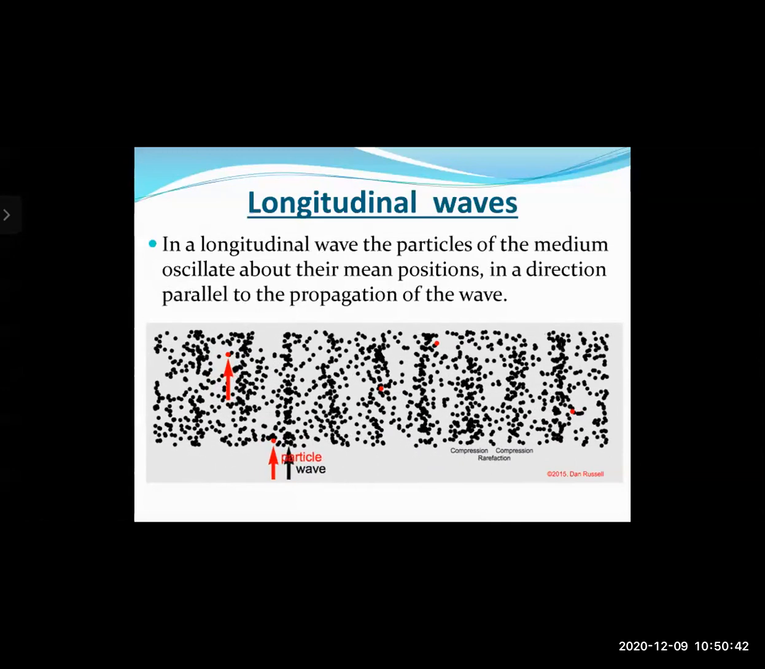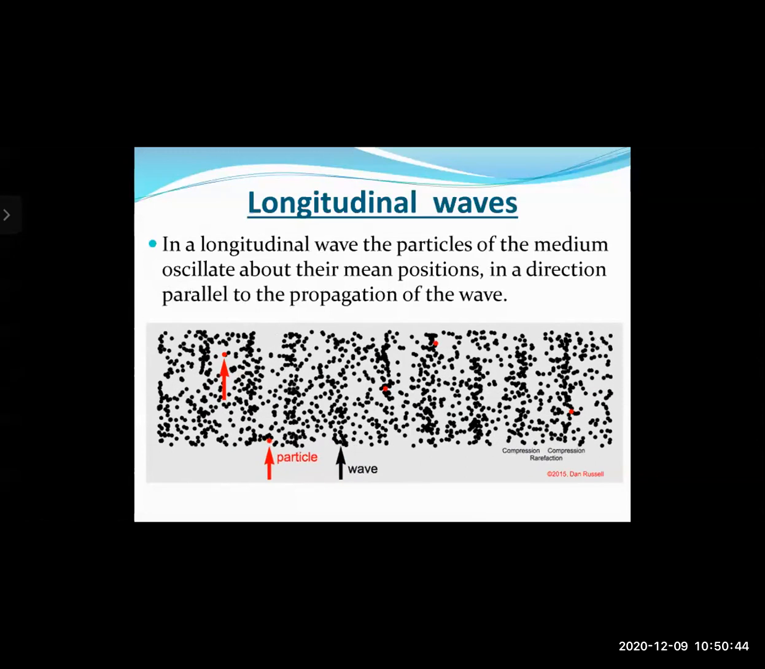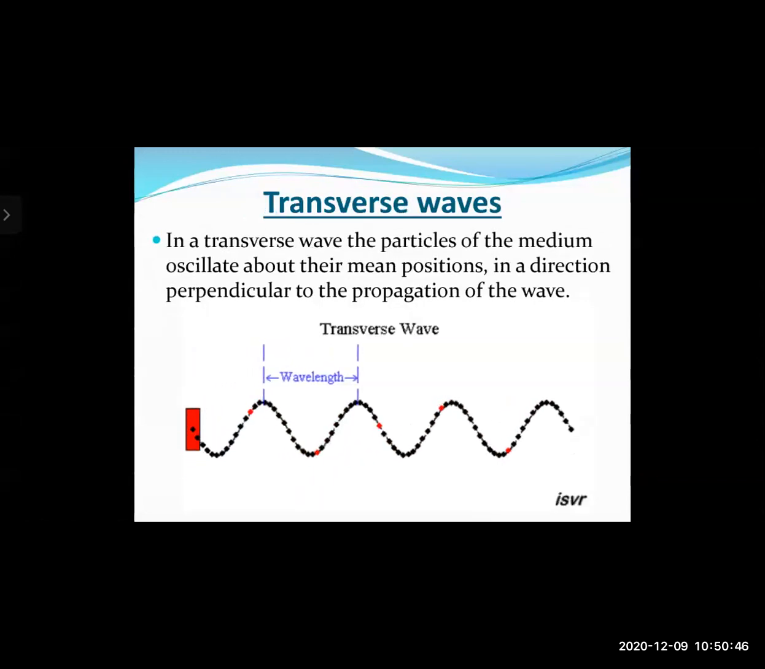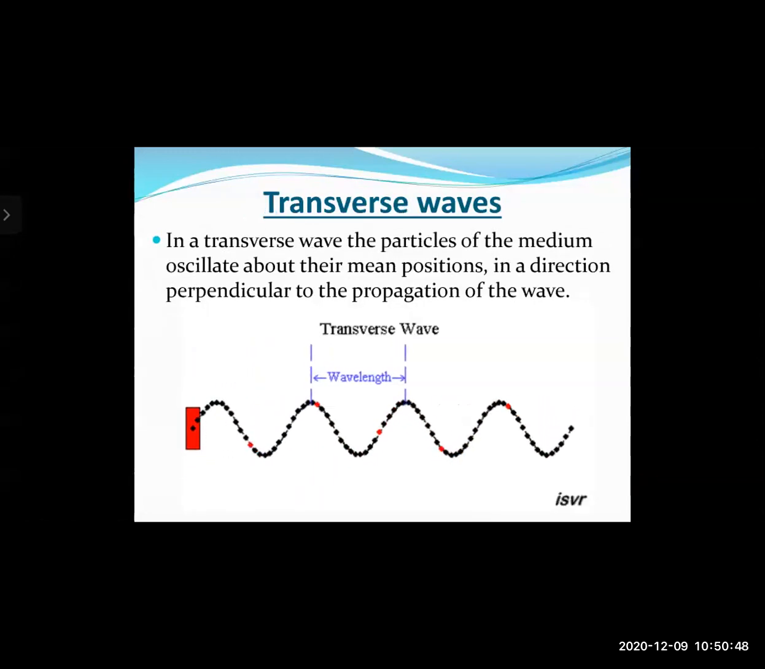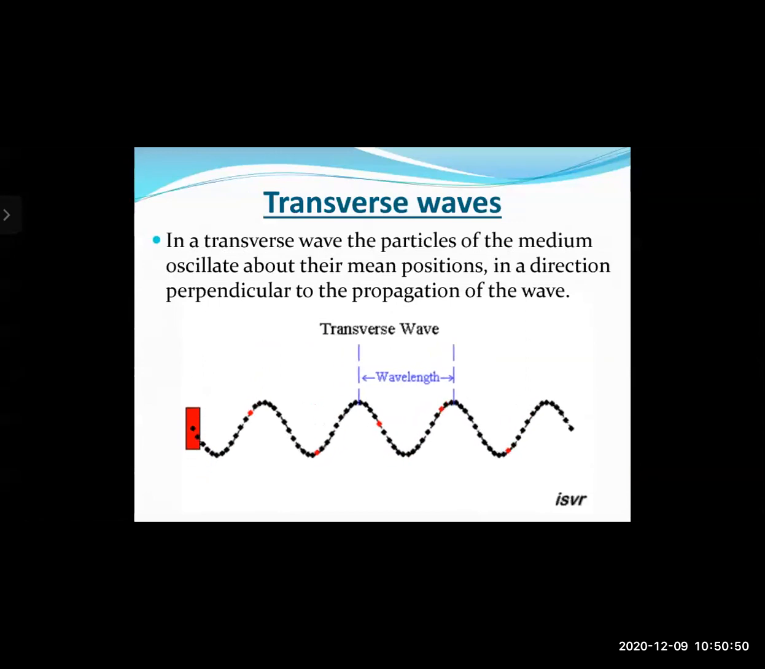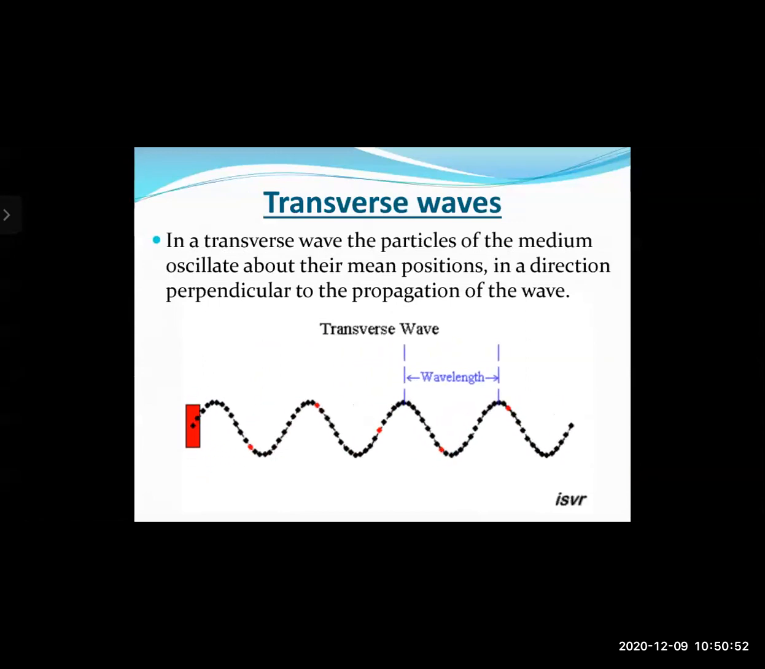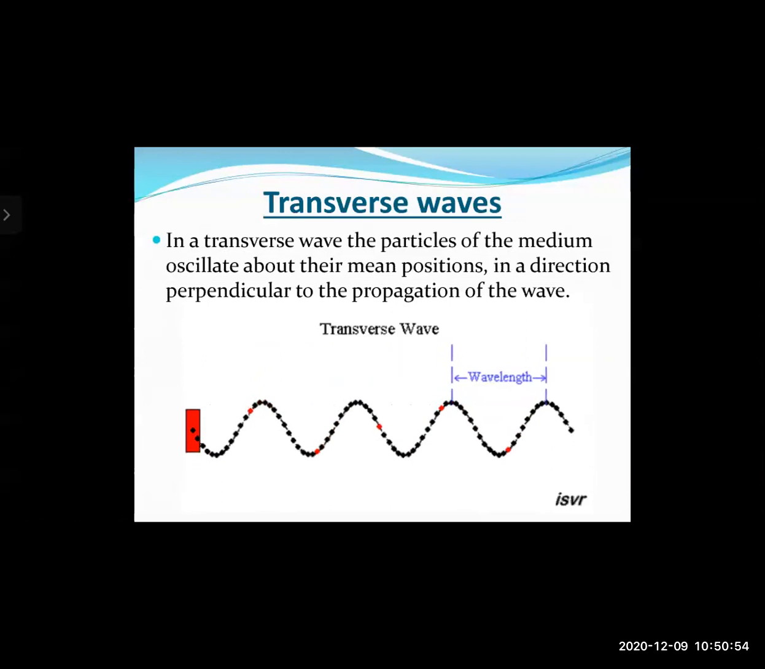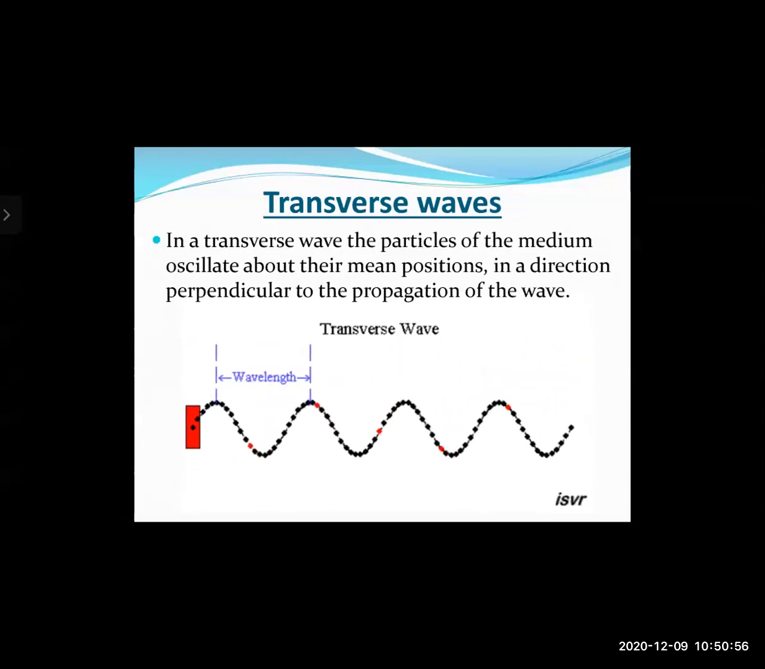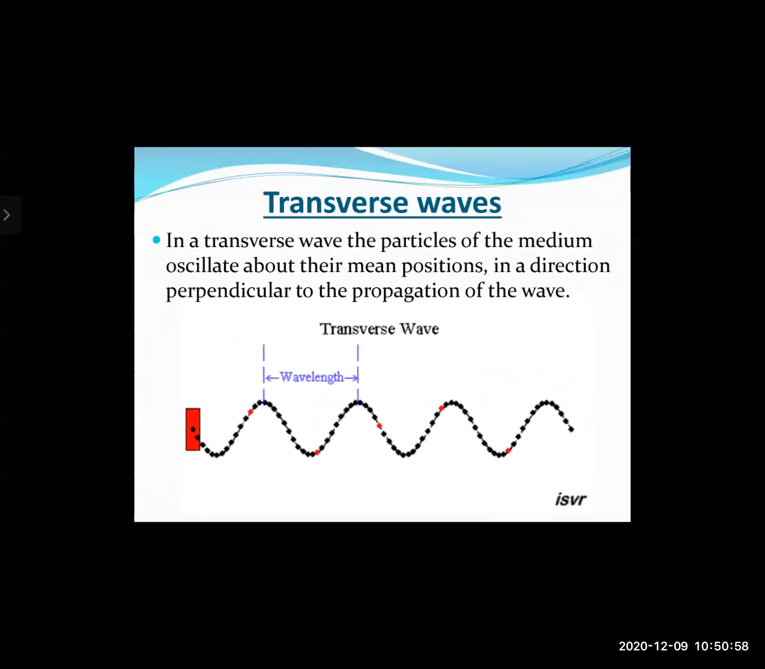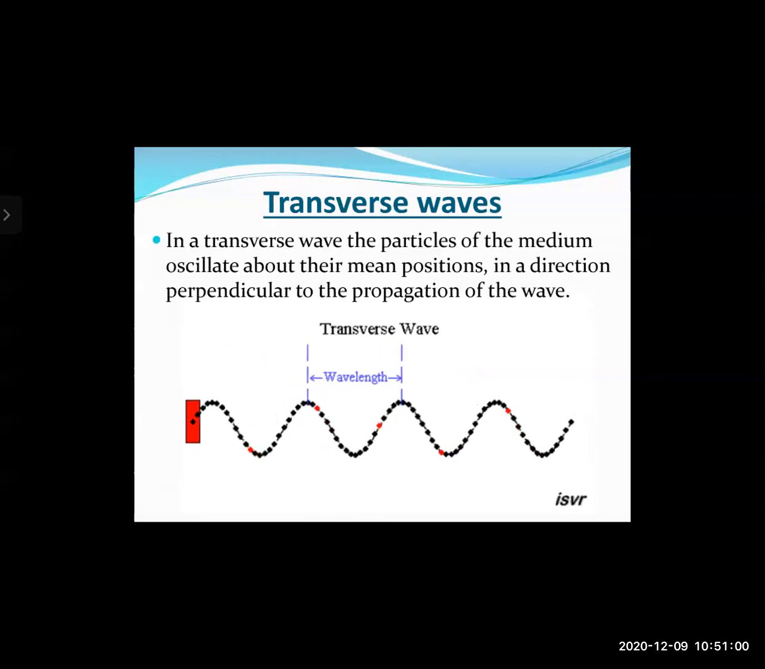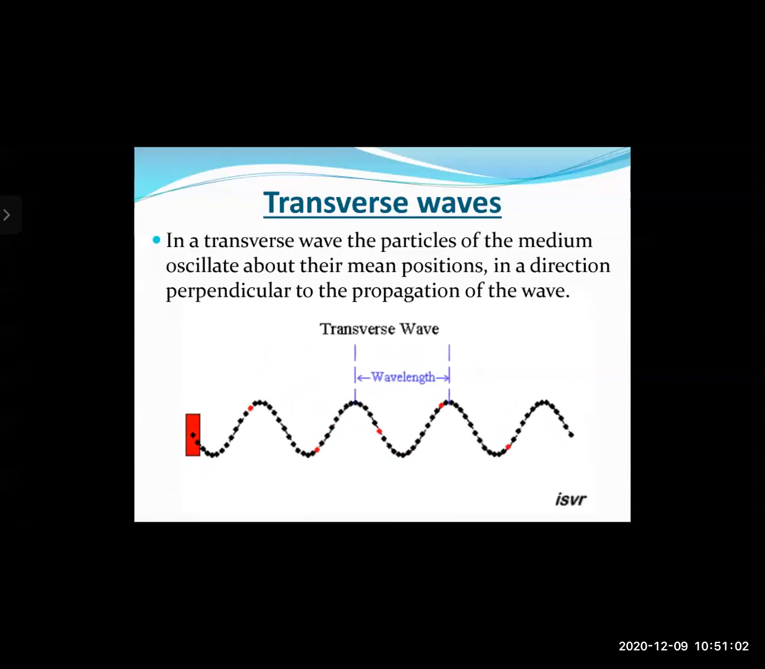Now let us next see the next type of wave, which is a transverse wave. Now let us first go into the definition, then I'll give you an example. Okay. So in a transverse wave, the particles of the medium oscillate about their mean positions in a direction perpendicular to the propagation of a wave. Now for this, the example that you can imagine is a stone which is dropping in water.